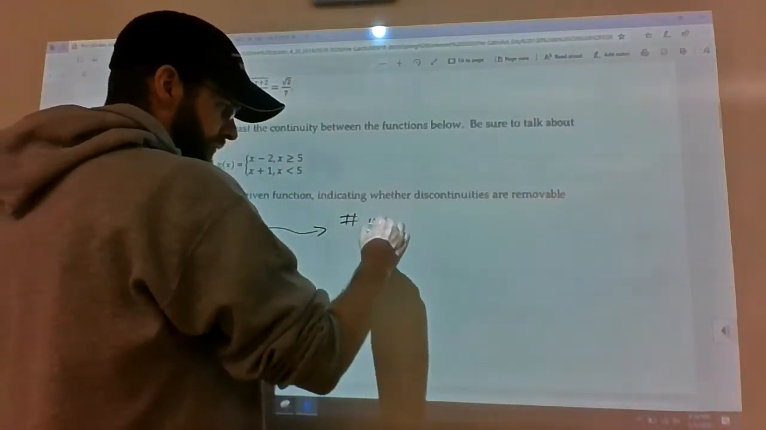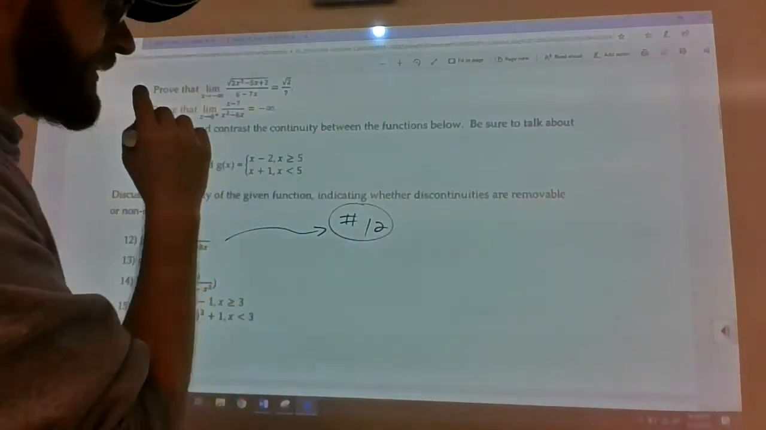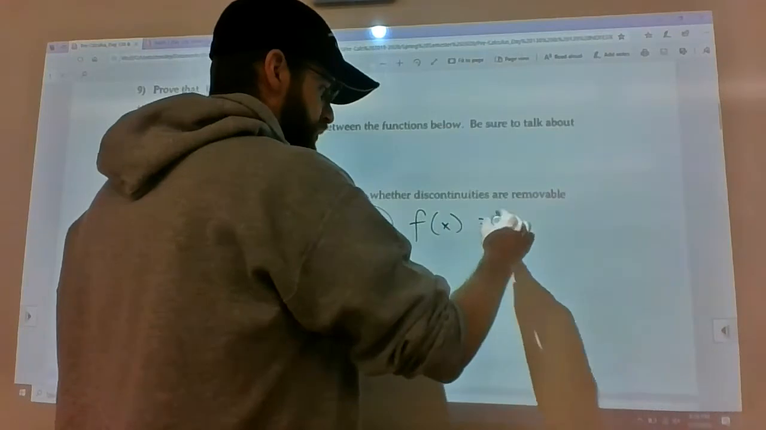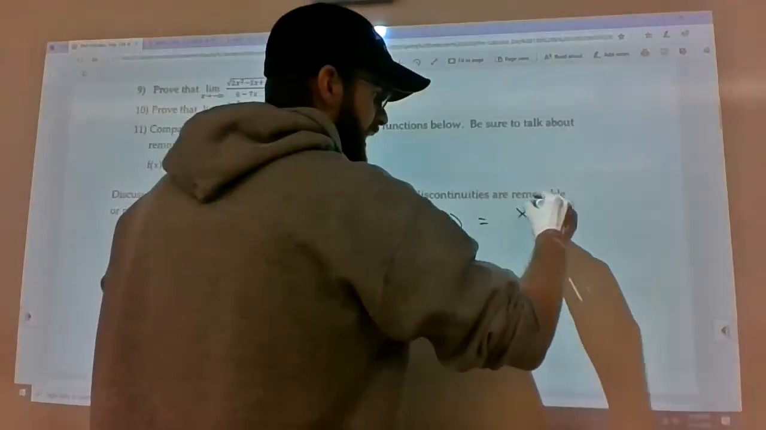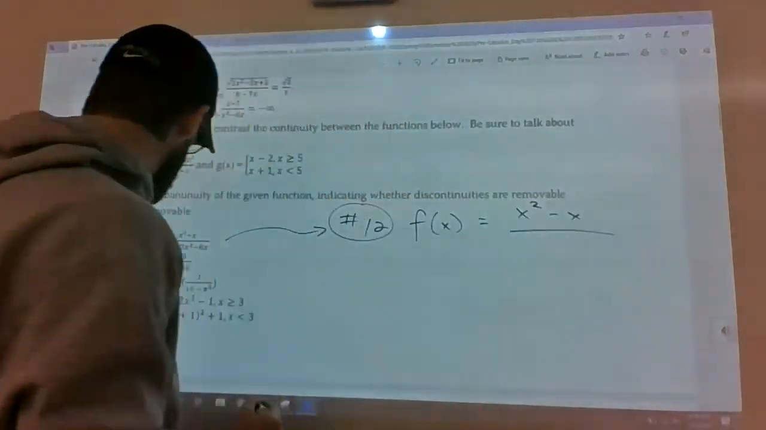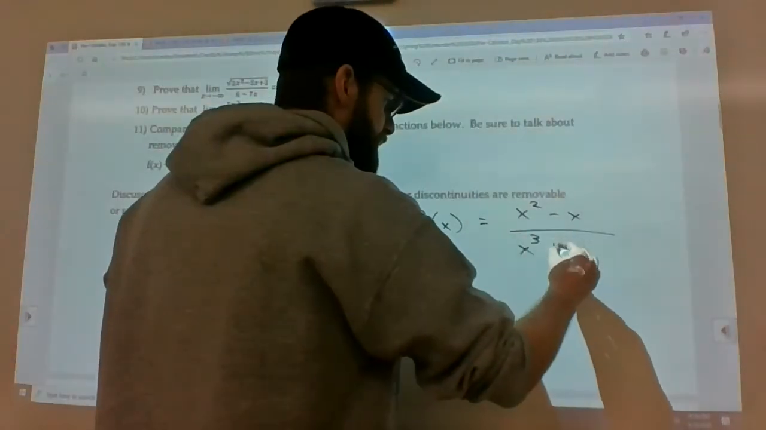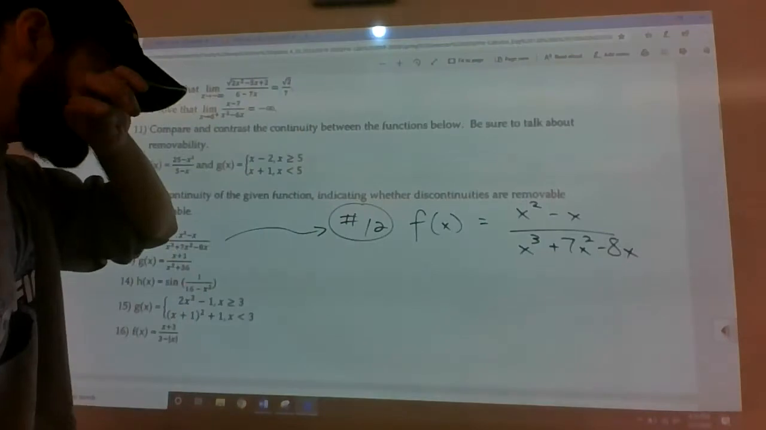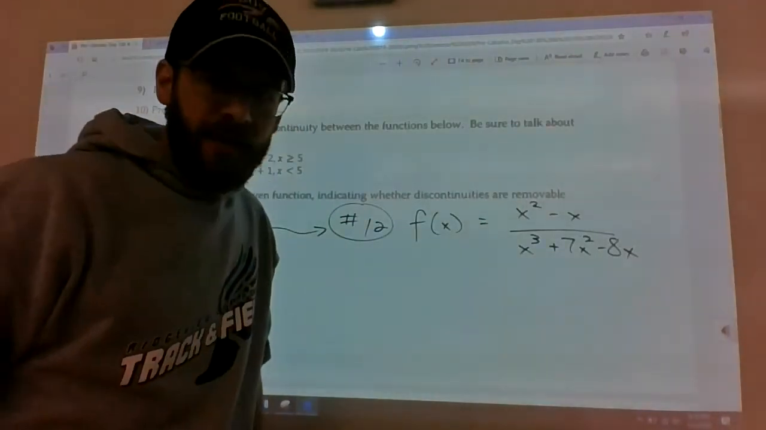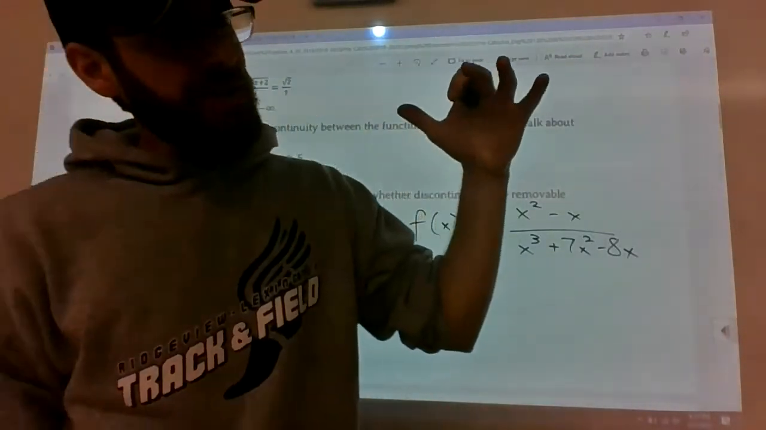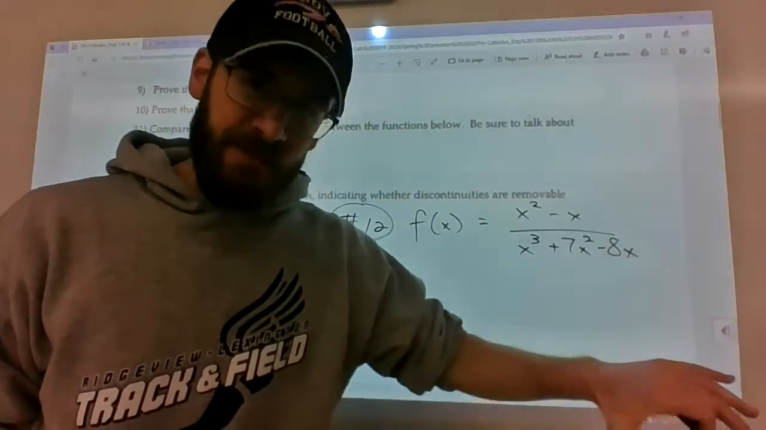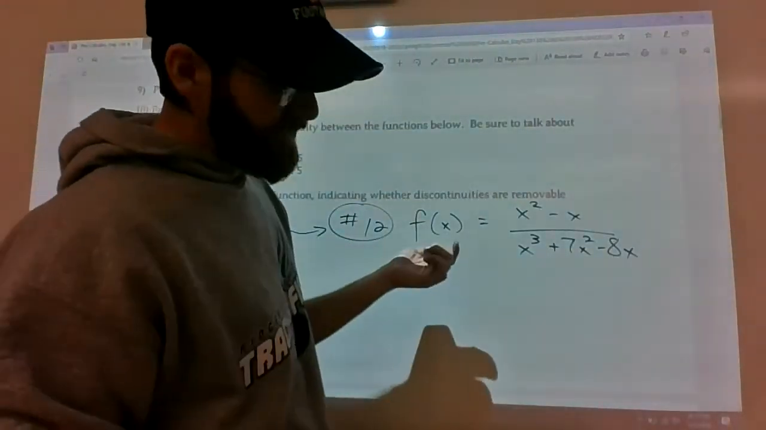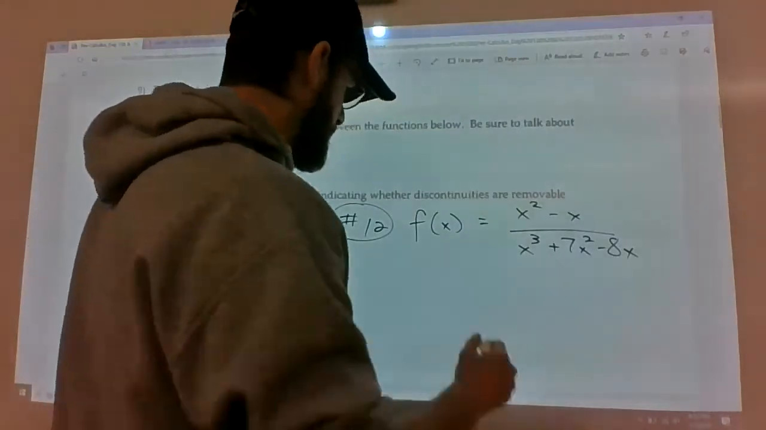All right, number 12. I'm trying to determine how continuity works with the function f of x is equal to x squared minus x over x cubed plus 7x squared minus 8x. So here's what we've got to do. We've got to determine which parts of this function have asymptotes and which have holes in the graph. It looks like a classic factoring example.